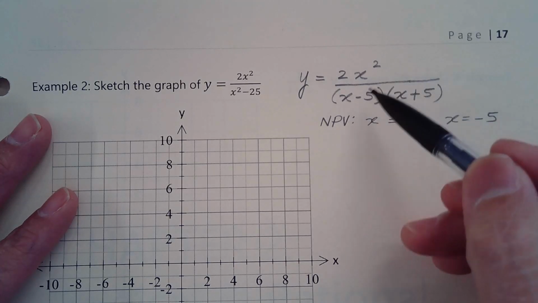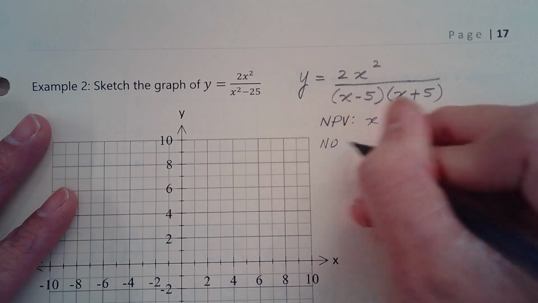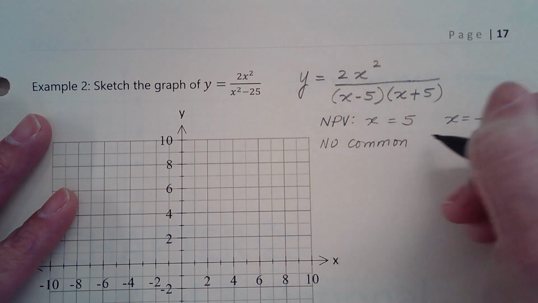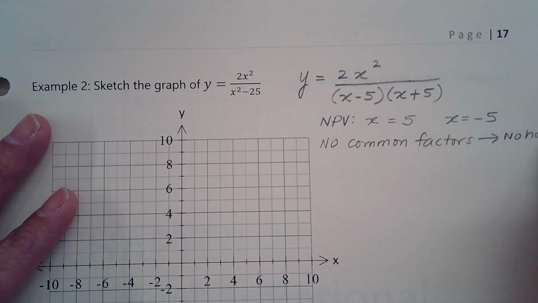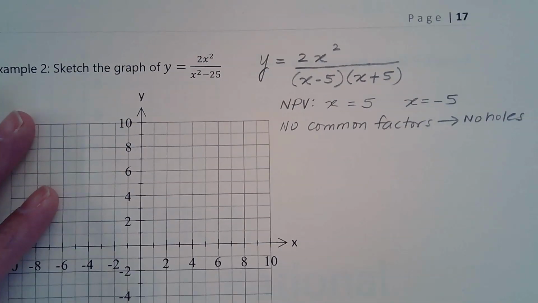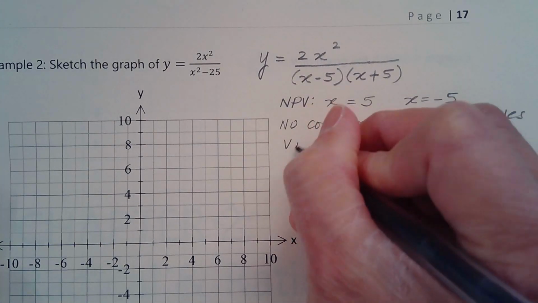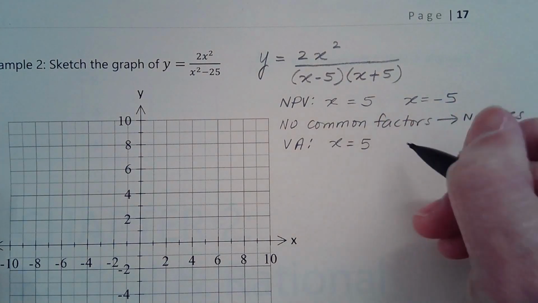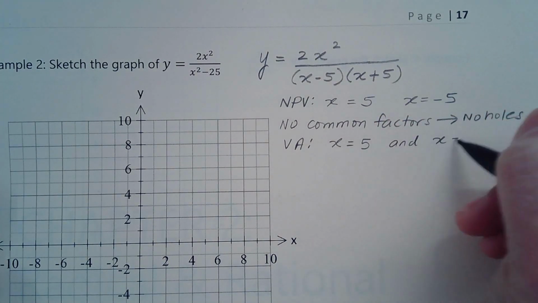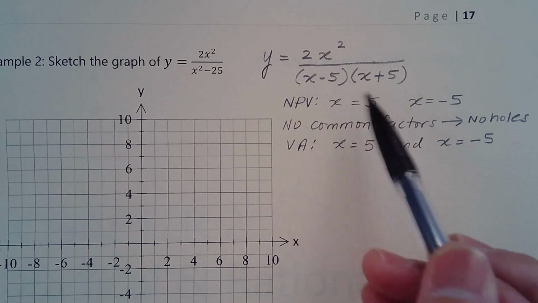Now, there are no common factors, so that means no holes in this picture. And so that tells us the vertical asymptotes are x equals positive 5 and x equals negative 5. So those are the vertical asymptotes. Okay? So all of that came from the non-permissible values.